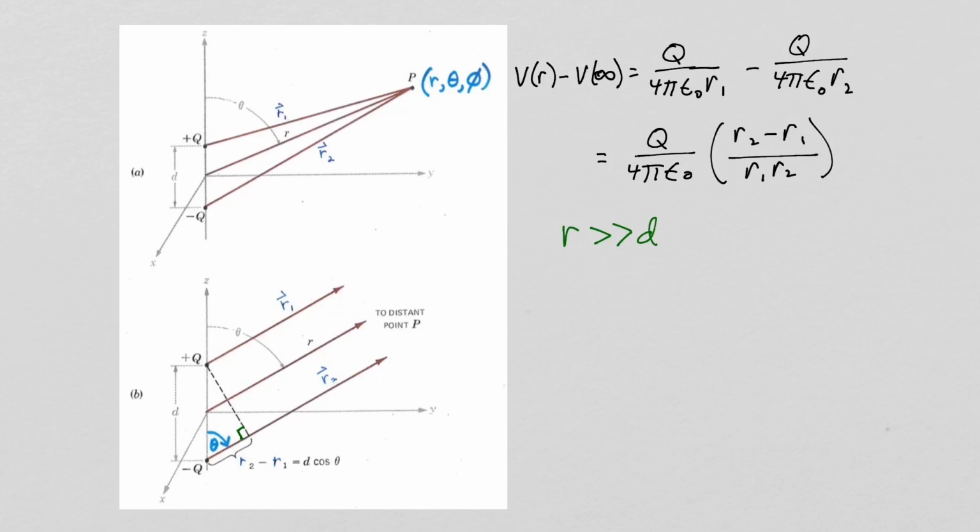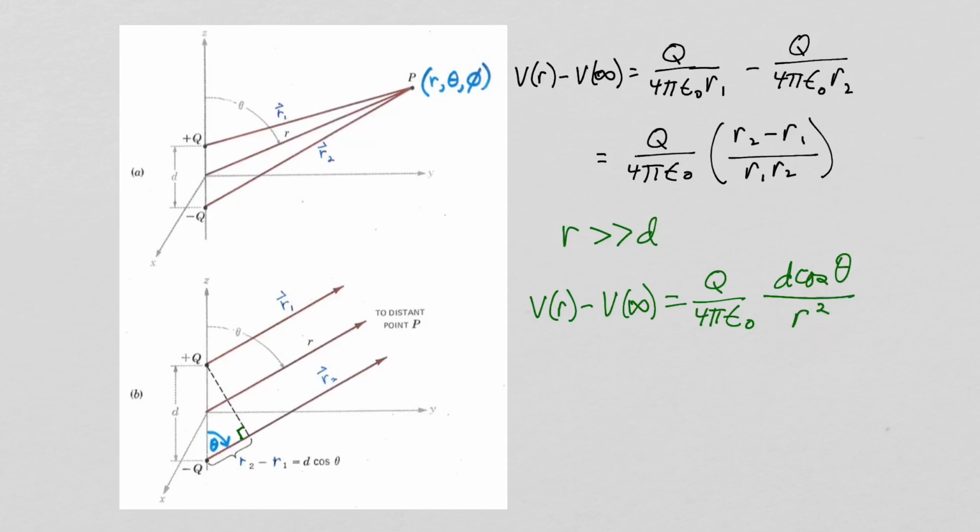We have a right triangle here where the hypotenuse is D, and this side here is the difference in length of R2 and R1. And so this side is the hypotenuse D times the cosine of this angle theta, which is just the theta coordinate of point P. For R2 minus R1, we can substitute D cosine of theta. Approximating R1 and R2 as R, we have R squared in the denominator.